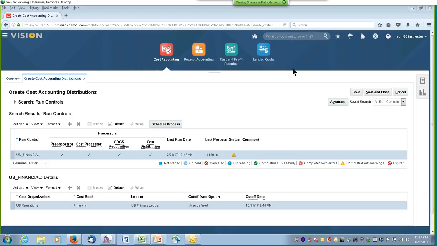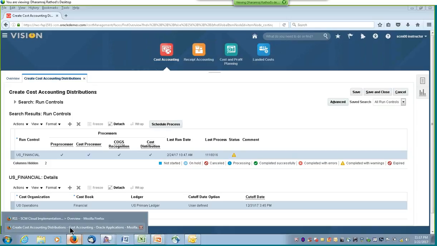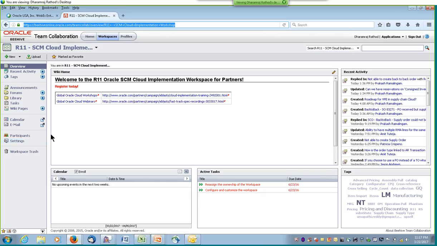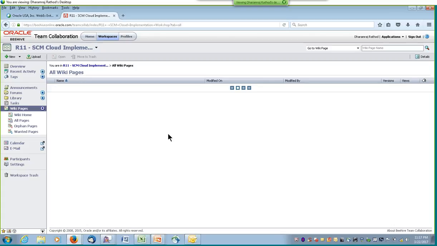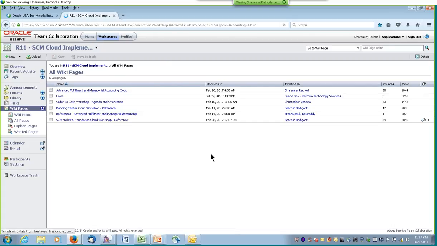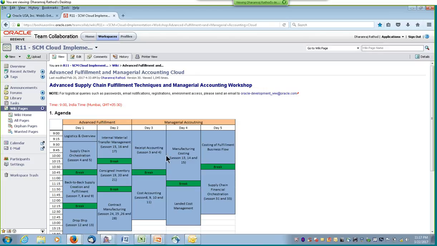I think we should break now, and then you have hands-on activities to perform. Let me see what those hands-on activities are. So you got lessons 3, 4, 8, 9, 10, and 11 today. Go perform them, and then tomorrow Srini will come back and talk about SFO, that is supply chain financial orchestration, and landed cost management. And Friday I will come back and talk about manufacturing costing and various advanced fulfillment flows and how you can cost them.